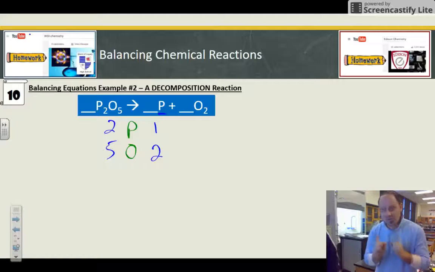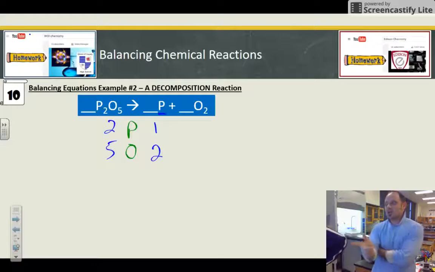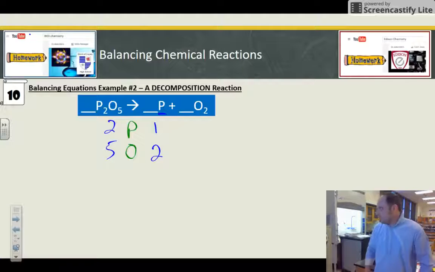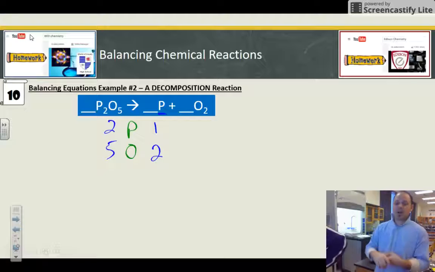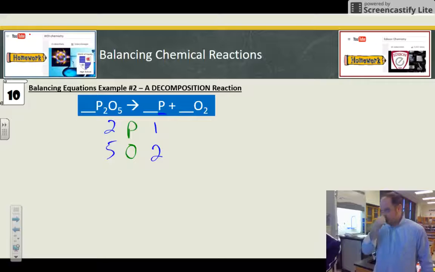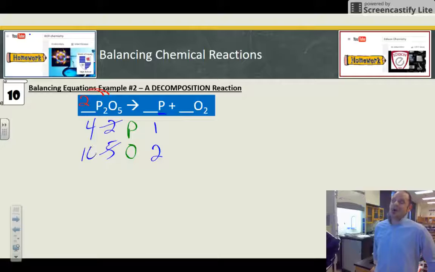He's got to get the oxygens to match. So he's got to go to the lowest common multiple of 5 and 2. That means 10, the first number that both 5 and 2 go into. So he's got to come up to 10 total oxygens. I have to multiply the 5 by 2 to get it up to 10. Absolutely. So he's going to distribute and recount his elements. He doesn't have 2 phosphorus anymore. Now he's got 4, and now he's got 10 oxygens. All right, cool.